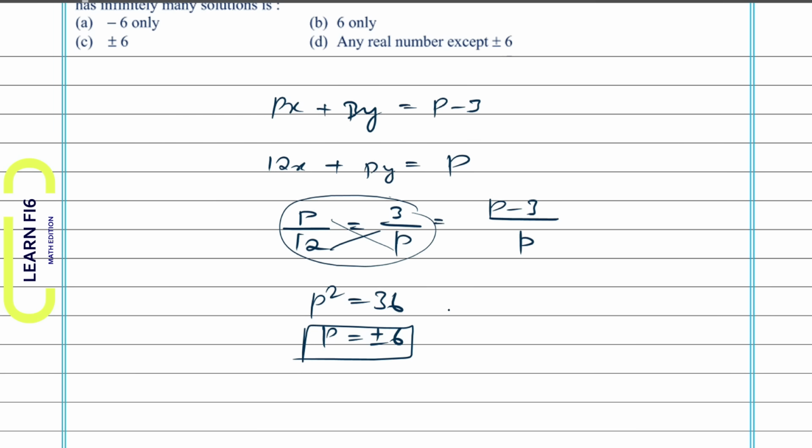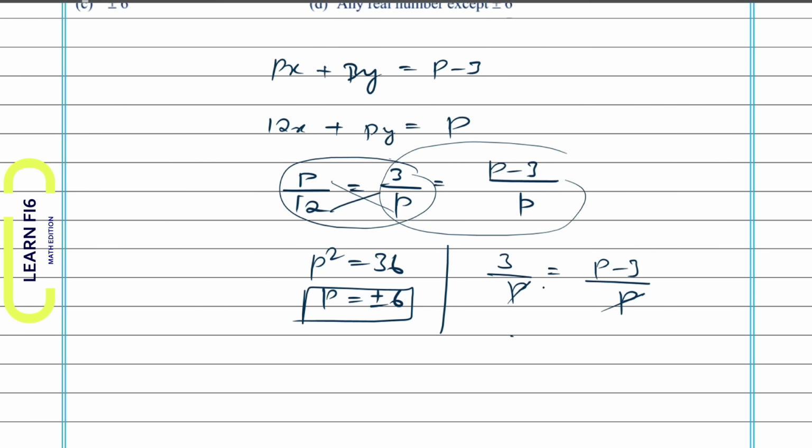And this is not the final answer. We have to consider the second part also. In that we will get p by 3 equal to p minus 3 divided by p. These two will get cancelled. We will end up with 3 equal to p minus 3, and this will become 6 is equal to p. So in the first case we have two answers, plus 6 and minus 6, and in the second case we had only one answer, that is positive 6.